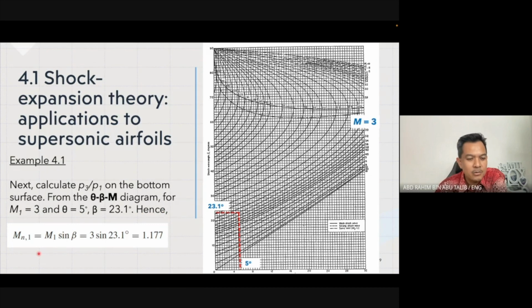So hence, you then find the value of Mn1, where we know already the beta value, and you will obtain Mn1 to become 1.177. All right.